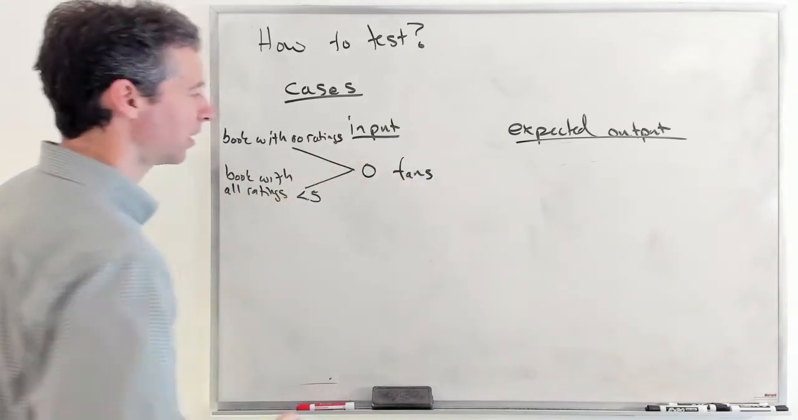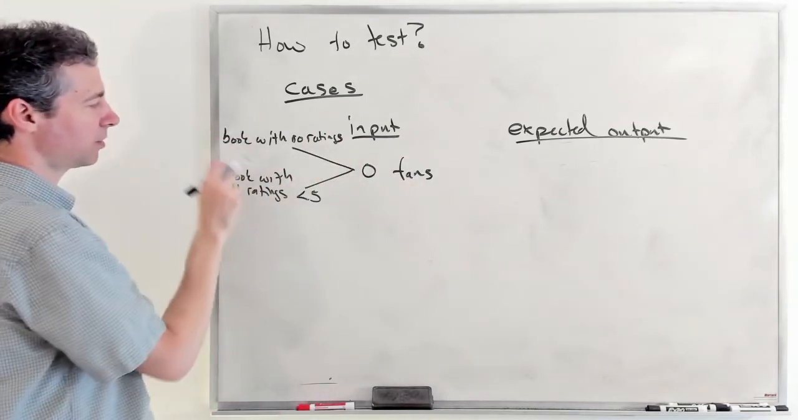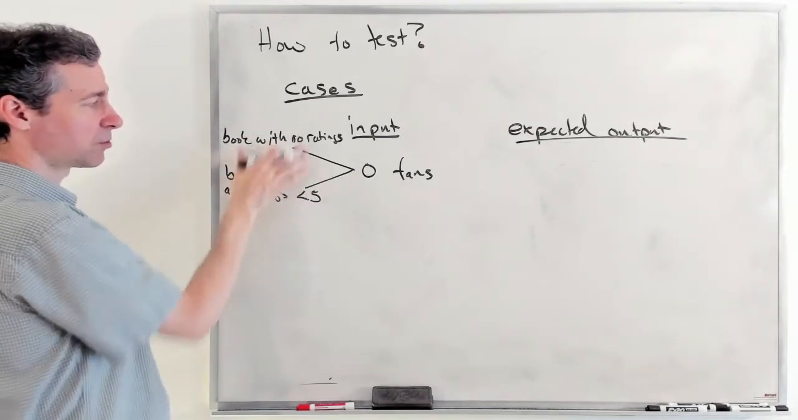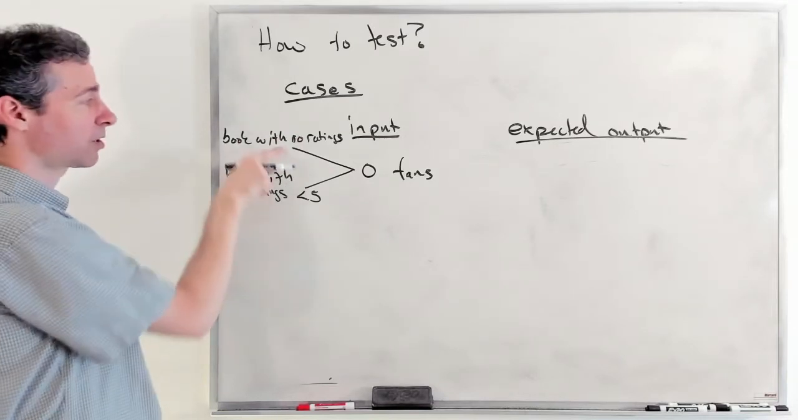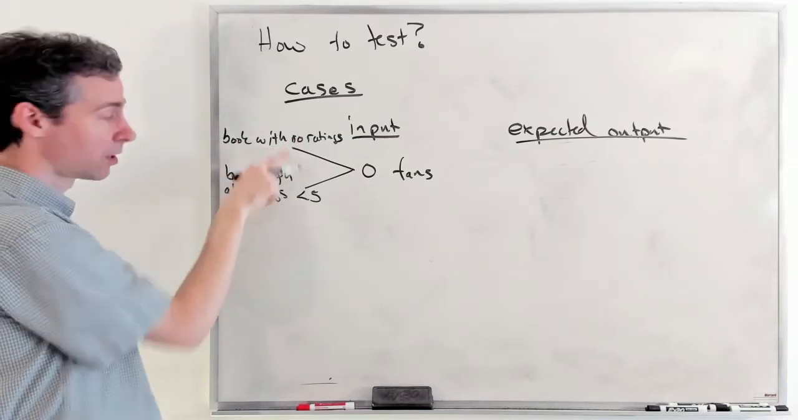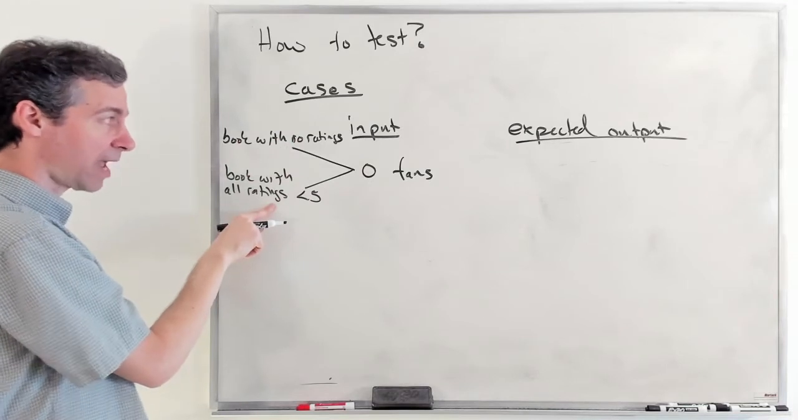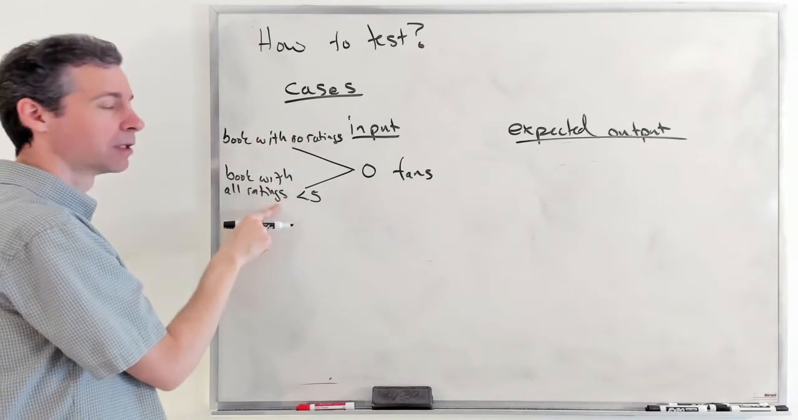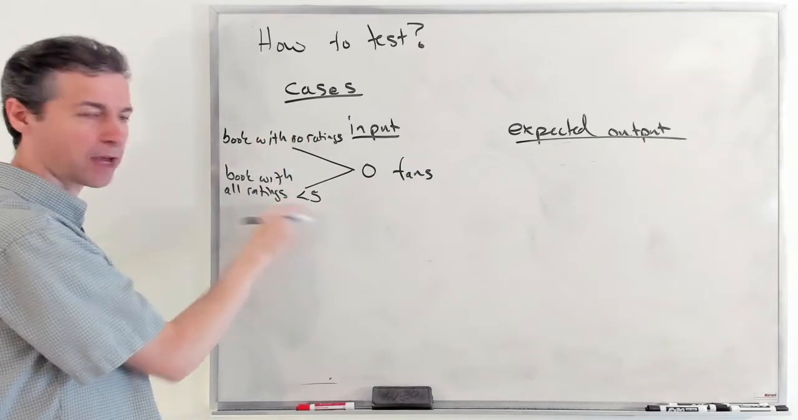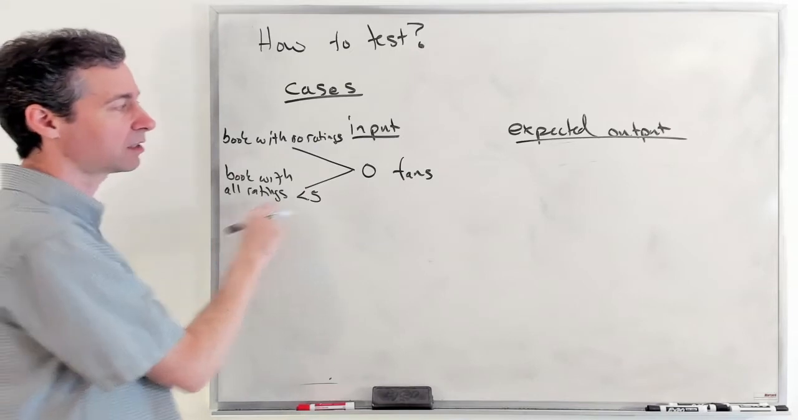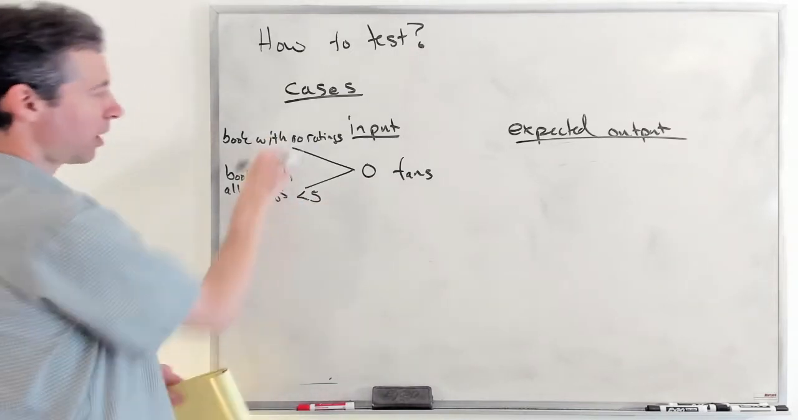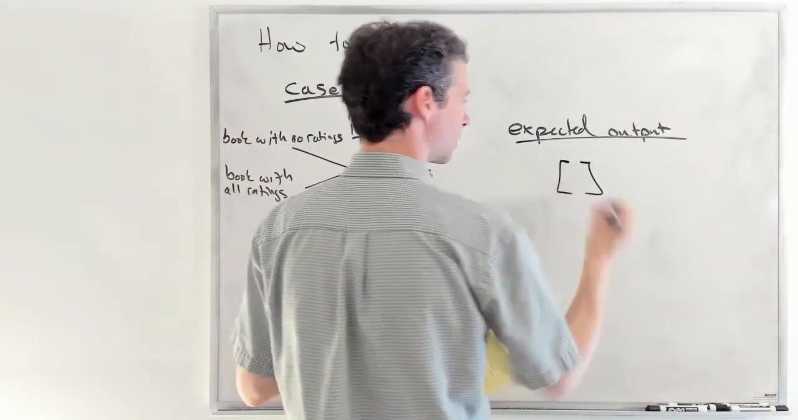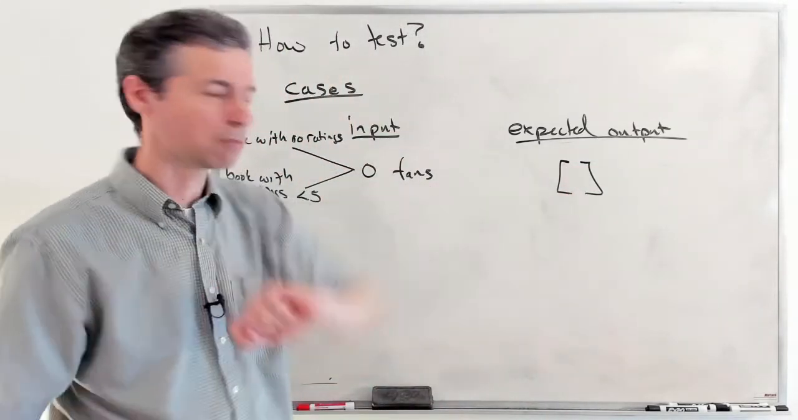So I basically need this input and this input. I need to set that up so that I have 0 fans, but these are really two different things to test. Because maybe my code breaks when there are no ratings, or maybe it works correctly with no ratings, because there's nothing there, but it doesn't actually check the rating value. So if there are some, maybe it mistakenly gives them as fans. So I should try both of these things. And my expected output, if I'm talking about arrays, is some empty array.